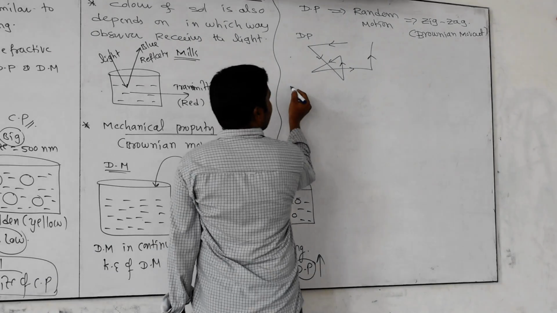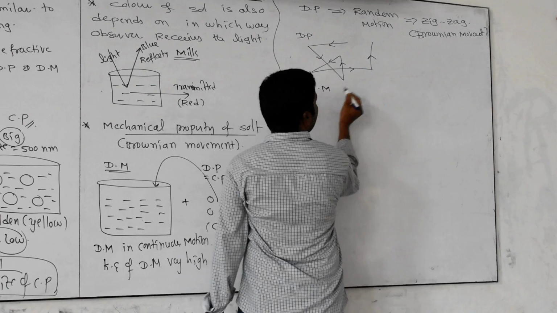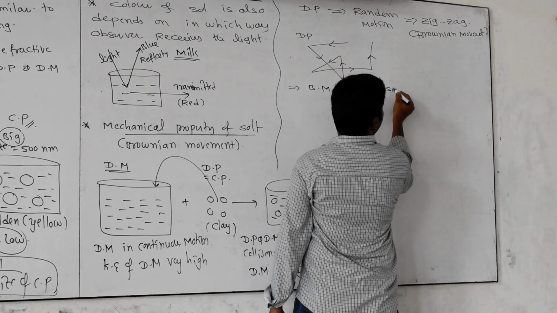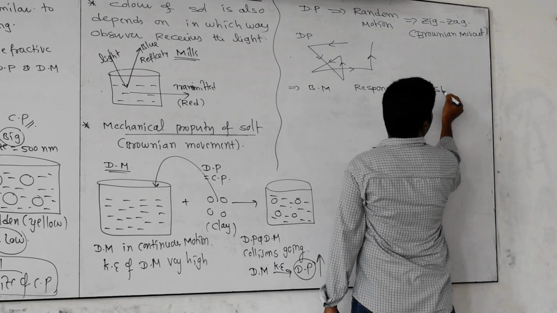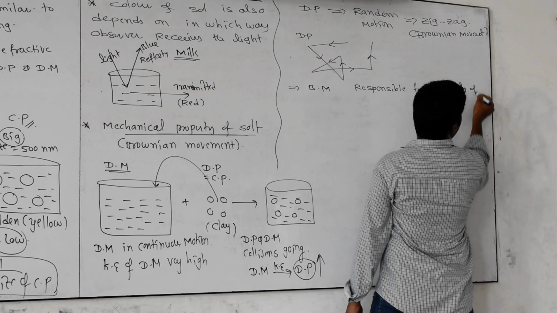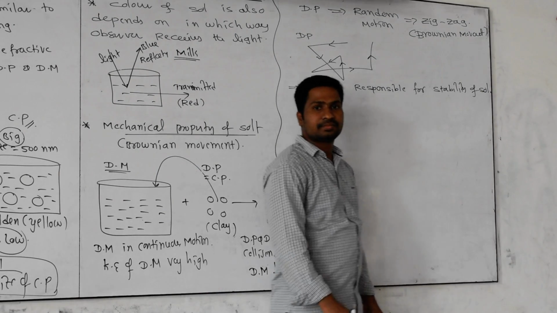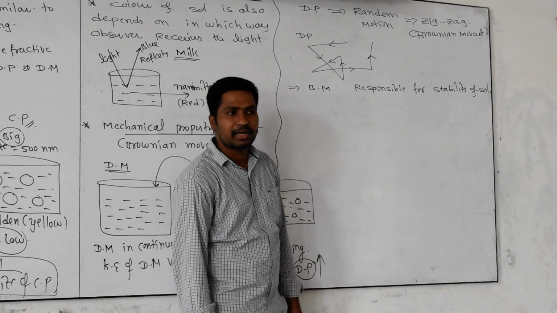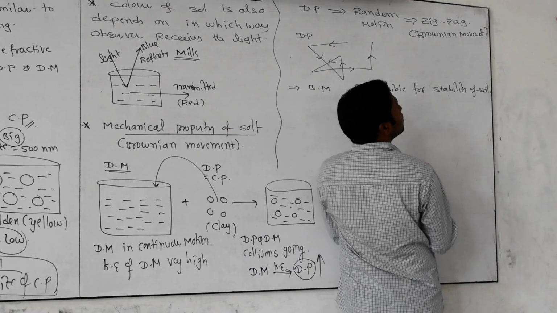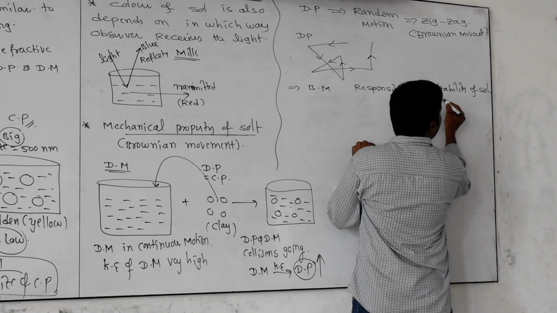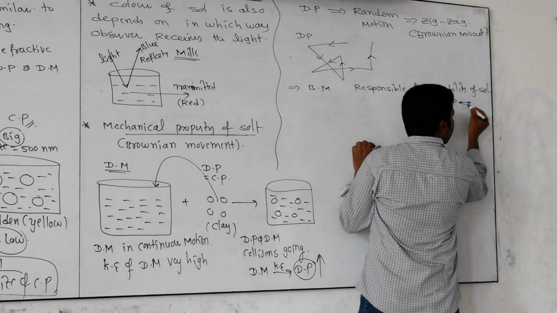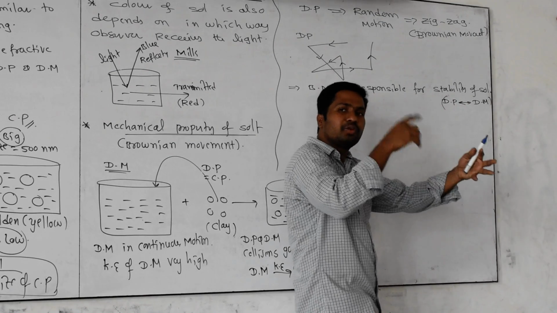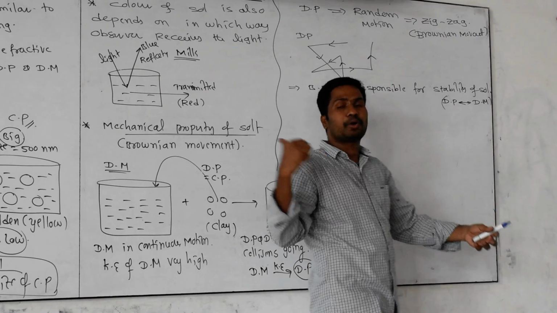I am telling you that this Brownian movement is responsible for the stability of the sol. Why is Brownian movement responsible for the stability of the sol? What is the meaning of stability of a sol? When we call a sol stable, the dispersed phase always stays with the dispersion medium. Compulsorily they have to stay mixed with one another, then only it is called stable. For this stability, Brownian movement is the reason.